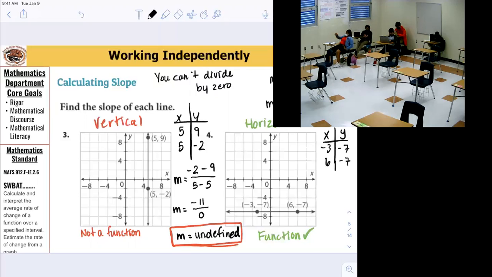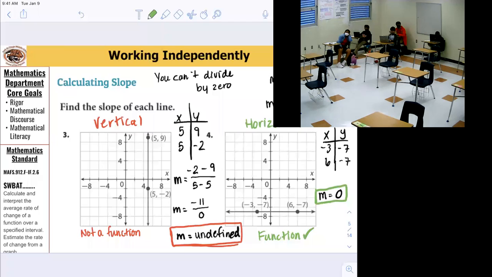You can use your calculator. What happens when you do 0 divided by 9? You just get 0. 0 divided by any number is just 0. So in this case, my slope equals 0. You can kind of think about it like slope is kind of like steepness, like a hill.